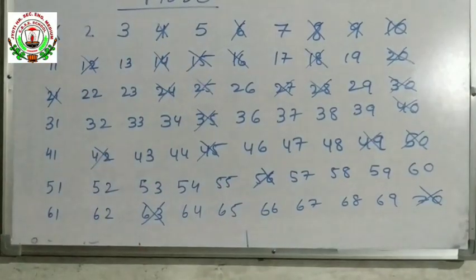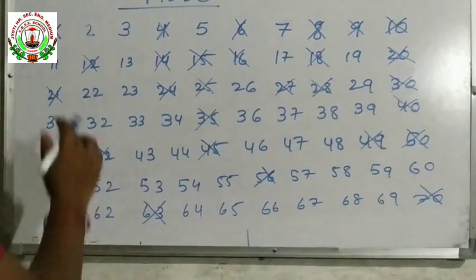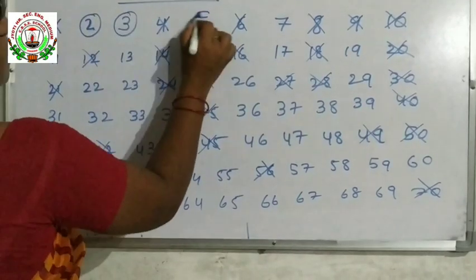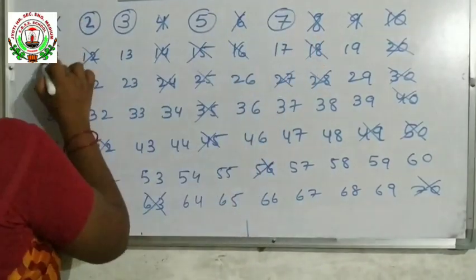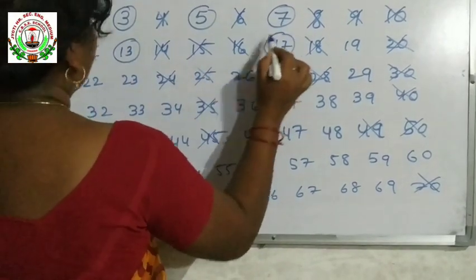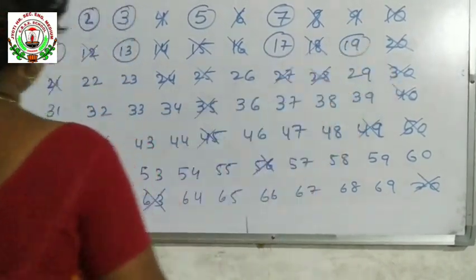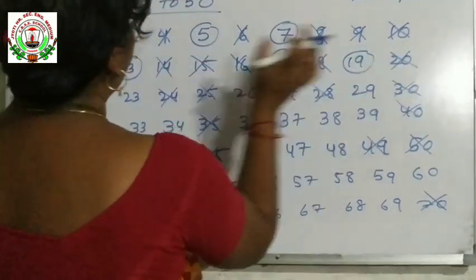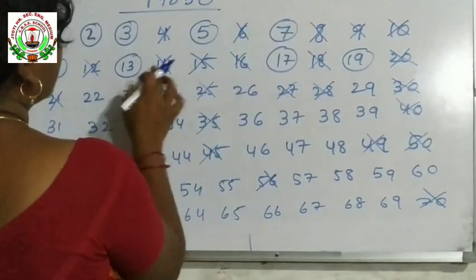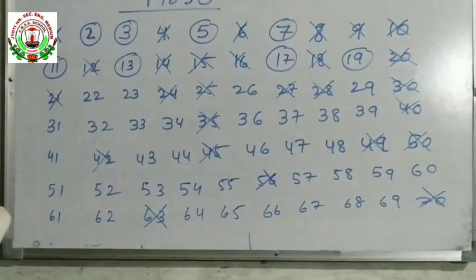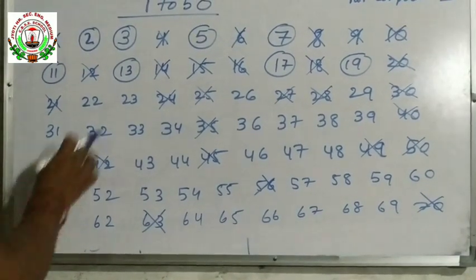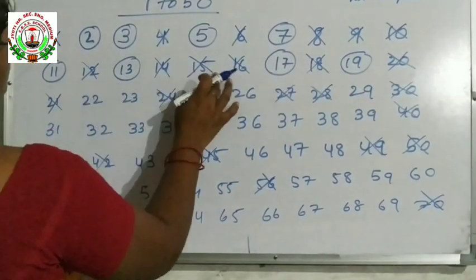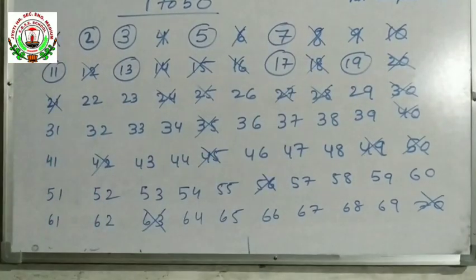Okay. Now we are up to 7. So which numbers do we not cross? We circle them: 2, 3, 5, 7, 11, 13, 17, 19. So like this, within 1 to 20, we see 2, 3, 5, 7, 11, 13, 17 and 19. These are the prime numbers. And the numbers we have crossed, 4, 6, 8, 9, 10, 12, 14, 15, 16, 18 and 20, are the composite numbers.